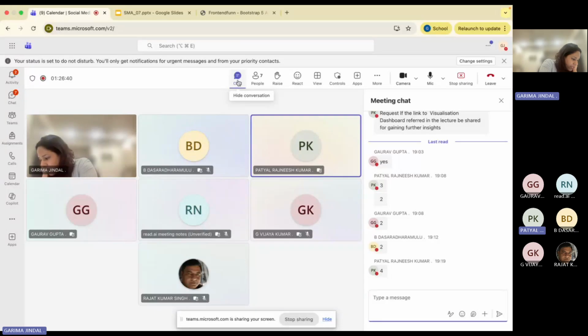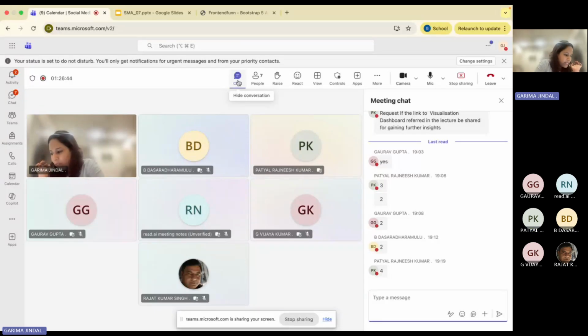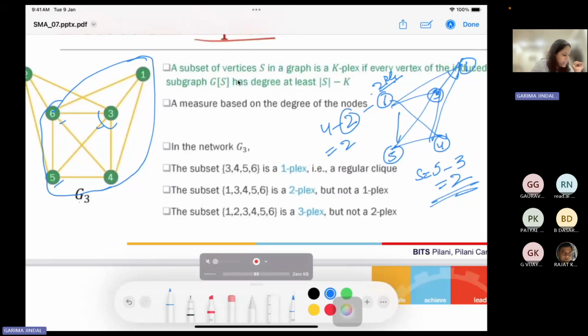4 minus 2 is 2. Yes, but ma'am, in this particular graph, the minimum degree is 3. So that is why we cannot say that it is a 2-plex. Okay. Oh, sorry, I haven't shared the screen. So yeah, I hope this calculation is clear to you.